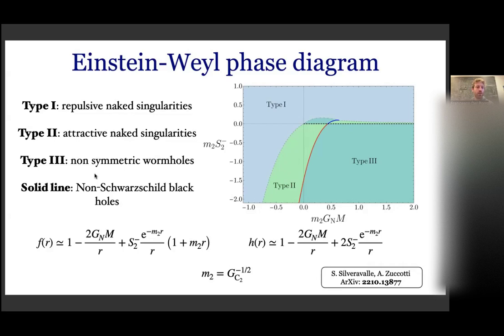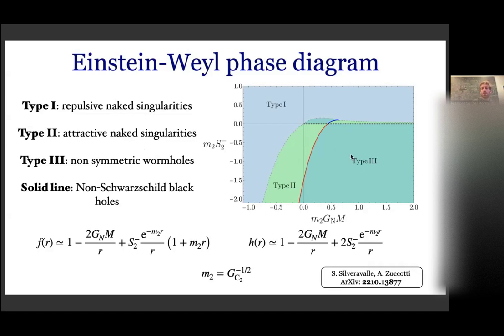And second of all, we see that there are different solutions with respect to GR. Of course, the GR case in the spherically symmetric case is just the Schwarzschild solution, which corresponds to this black dashed line, which is S2 minus equal to 0. So this is the Schwarzschild line, let's say. But then we can have, as you see, naked singularities, both repulsive and attractive, which are labeled type 1 and type 2. We can have wormholes, which are non-symmetric, because, colloquially speaking, they lead to a universe of finite size, if I remember correctly, on the other side of the throat, which is type 3.